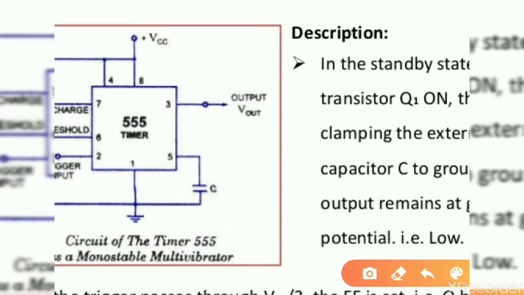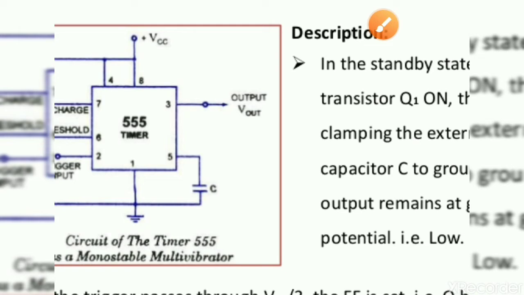First, VCC can vary from plus 5 to 15 volts. Pin number 4 and pin number 8 are short circuited and connected to the supply voltage VCC. Pin number 5 is connected to ground through a capacitor, and similarly pin number 1 is also connected to ground. Pin number 3 is the output pin, from where we can get the output of the circuit.